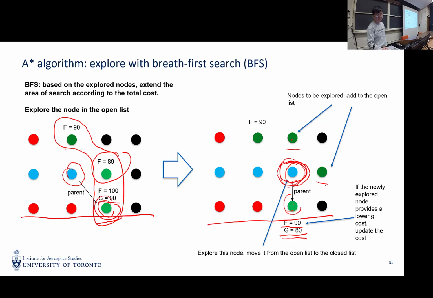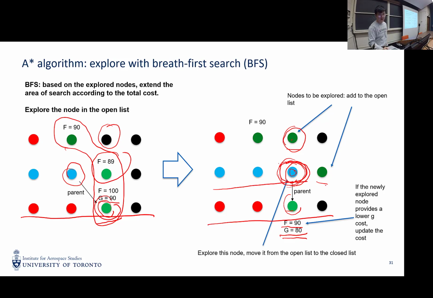So we're going to explore all the neighbor nodes. If a node is already in the open list, which is marked as green, we're going to update the G cost if the G cost from the current node is lower. And for a black node that has not been explored yet, we just calculate the G cost and add this node into our open list. So we grow the closed list, and we propagate the area of search by using this kind of BFS strategy.